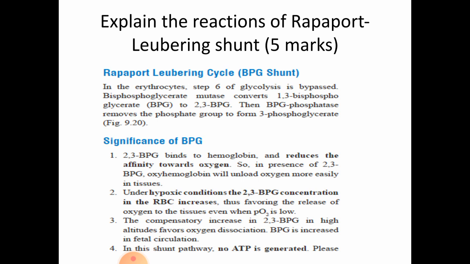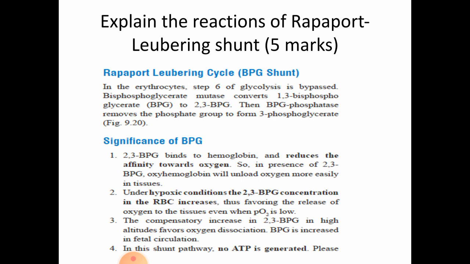in tissue. Then next one, under hypoxic conditions, the 2,3-BPG concentration in the RBC increases, thus favoring the release of oxygen to the tissue even when the partial pressure of oxygen is low. The next one, the compensatory increase in 2,3-BPG in high altitude favors oxygen dissociation, and BPG is increased in fetal circulation. Next significance, it is a shunt pathway where there is no ATP synthesized.